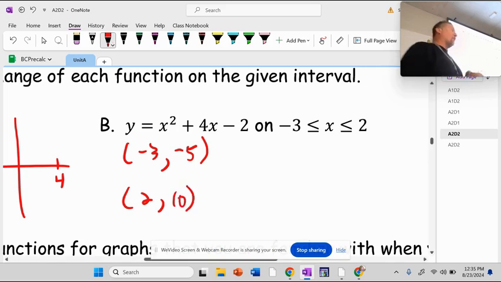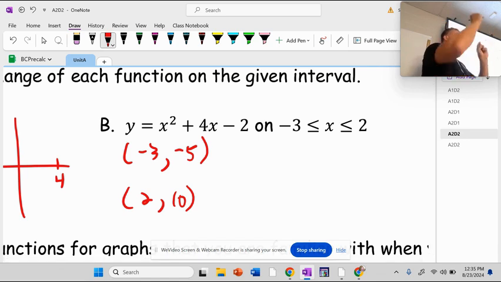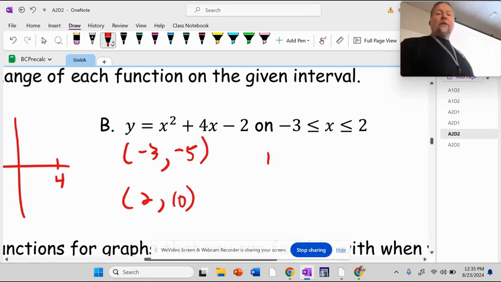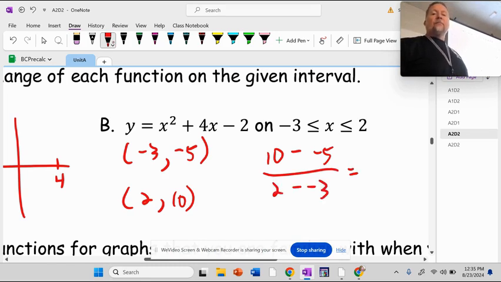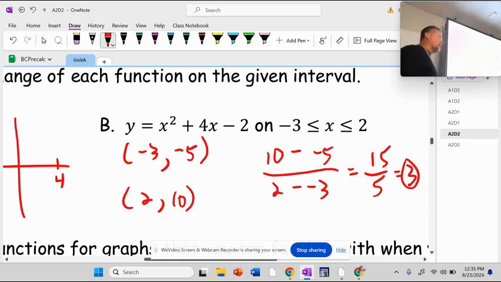Okay, now, a parabola is curved. So between any 2 arbitrary points, we're going to get different slopes of a line. So it will be unique. 10 minus -5 over 2 minus -3. That is 15, right? And then this is 5, right? So the average rate of change between those 2 points is 3.